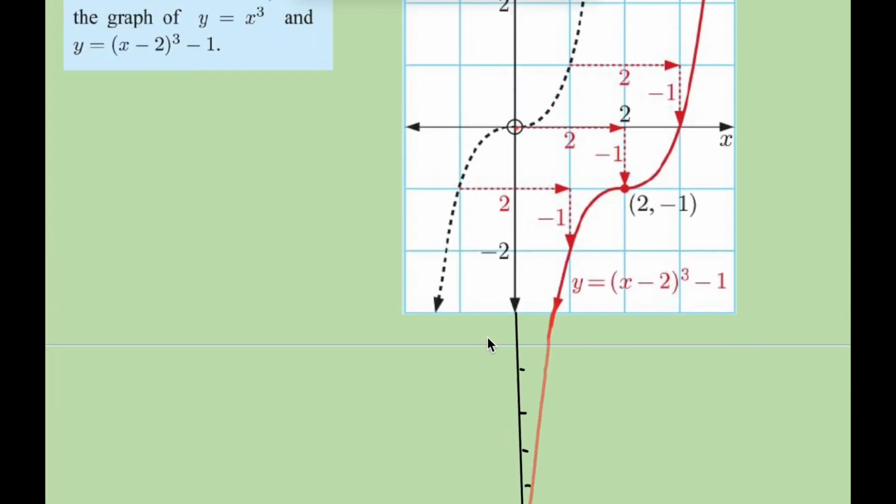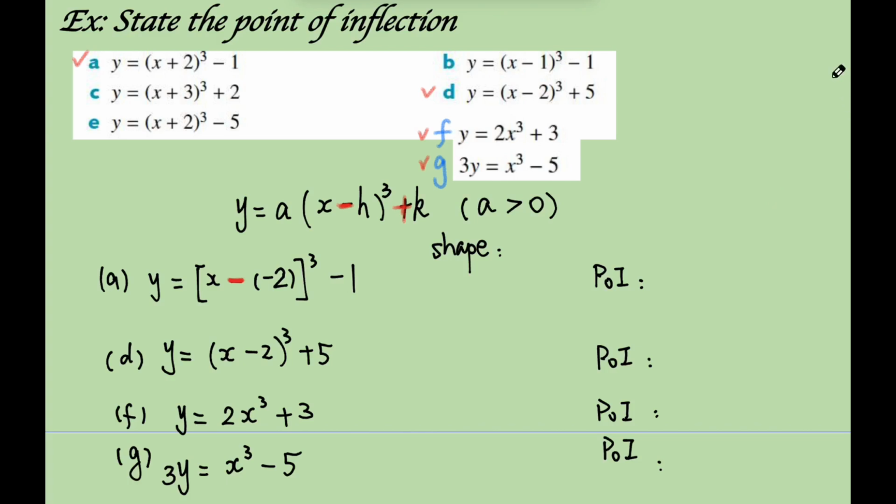Based on this diagram, we will know the domain and range, both of them are from -infinity to positive infinity. Let's look at the exercise that we are going to focus on, A, D, F, G. Now we mainly focus on the shape and the point of inflection.